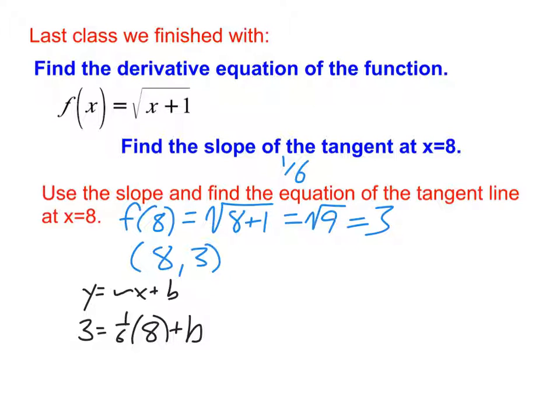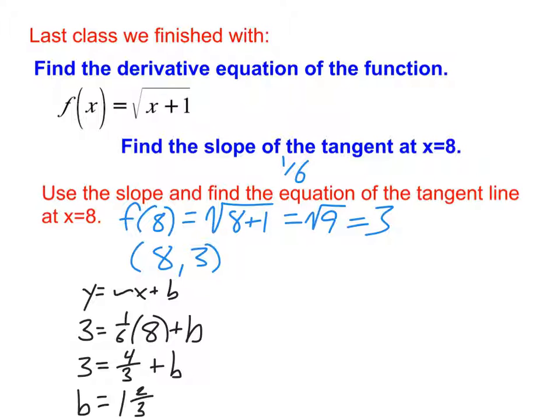So that gives me 1/6 times 8. That gives me 8/6, which I'm going to go ahead and reduce to be 4/3 here at the moment. So 3 equals 4/3 plus b. And so then we would subtract 4/3 from both sides. 3 minus 4/3 should give us, you can either give it as 1 2/3 or 5/3. Either way would be fine here. Since this is a b value, I'm going to write it as 1 2/3. That's a personal choice.